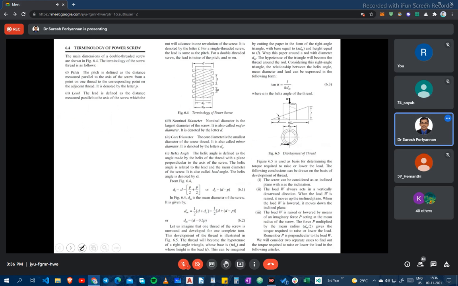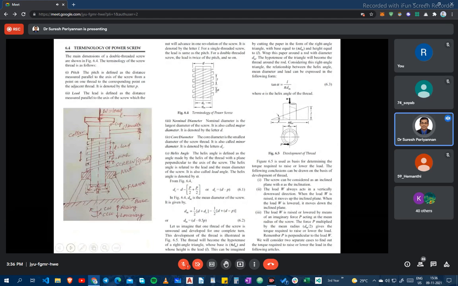Okay. Now we come to the terminology of power screws. What are the terminology we are using in the power screws? Now we are going to see that. Terminology in the power screws. Now see here, what are the terminology?